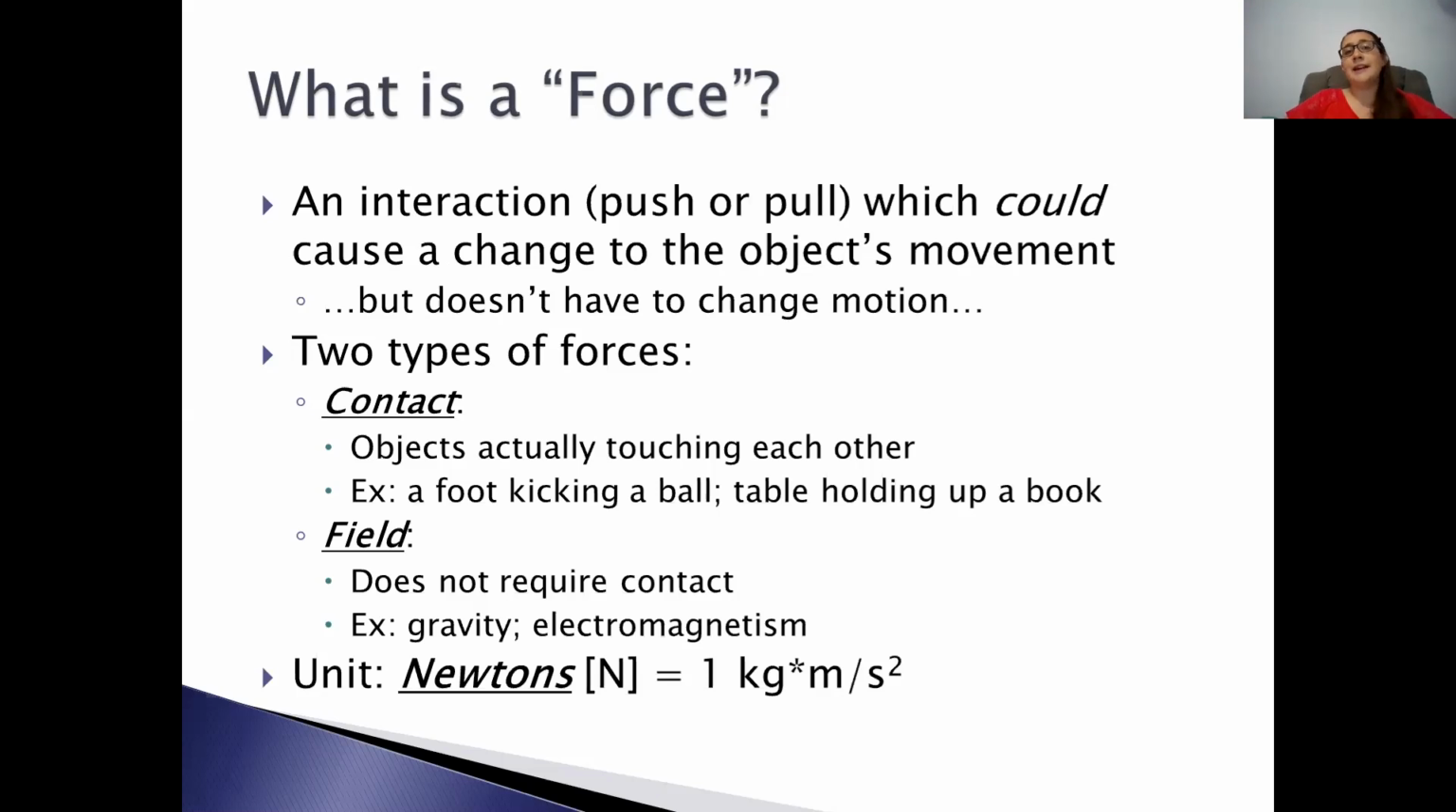If you ever played with magnets before, and you get two magnets that are close together, they don't have to be touching each other to still feel that either attraction or that repulsion between the two magnets. So those are field forces.